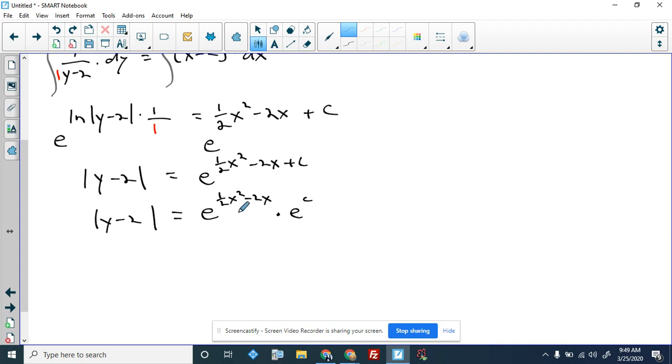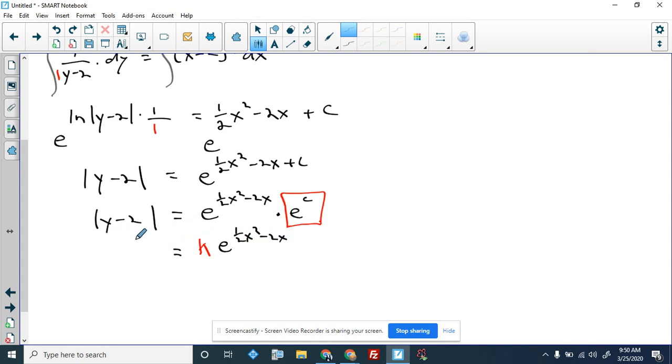Technically, I could have written e to the half x squared times e to the negative 2x times e to the c, but I'm not really interested in breaking this up. I wanted to get that c out of there. And the whole point of this now is that at the end of the day, e to the c is just a constant, right? It's just a number. So I'm going to put that multiplier out in front here and call it k, I'm going to change it now, times e to the 1/2 x squared minus 2x, right?